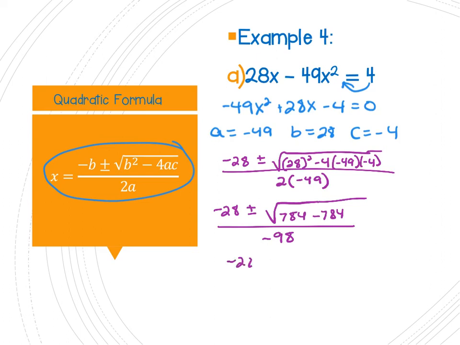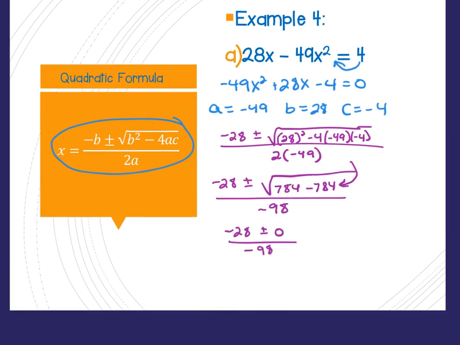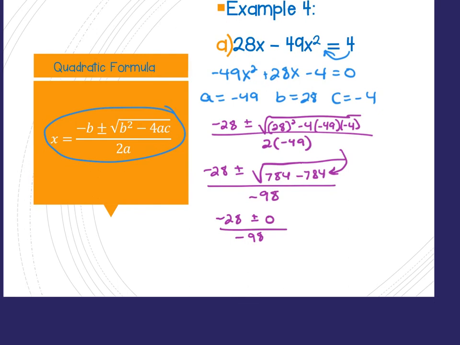So negative 28 plus or minus, this would be 0, over negative 98. If this was a number other than 0, we'd simplify it as much as we can, but with 0, obviously, we can simplify. I get negative 28 over negative 98, which becomes positive 28 over positive 98. 7 goes into both of these, 4 and 14, 2 goes into those, 2 and 7. So my answer is 2/7.